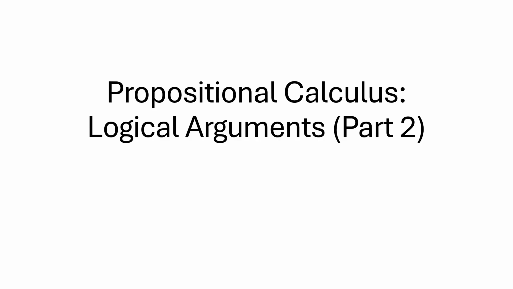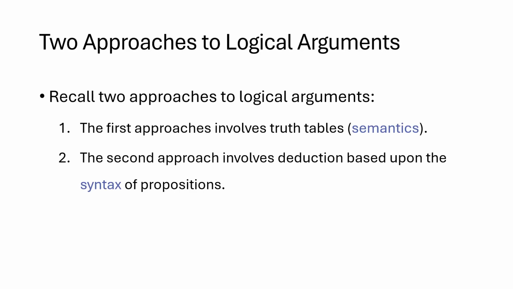In this video, we will continue talking about logical arguments. If you remember from the previous video, we said that there are two approaches when we are talking about logical arguments. The first approach, which was covered in the previous video, is where we use the truth table of the premises and the conclusion to verify whether an argument is valid or not. Now, in the second approach that we will cover in this video and the next, we do not create the truth table for our premises and conclusion, and instead we just use their syntax to verify whether an argument is valid or not.